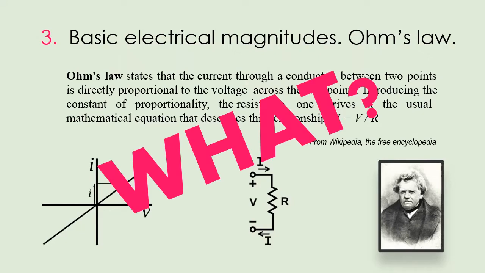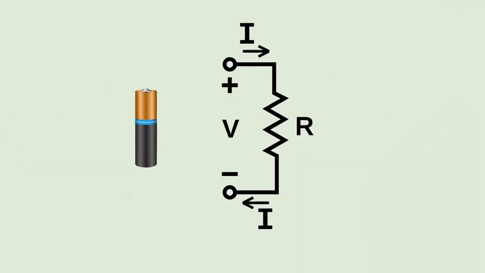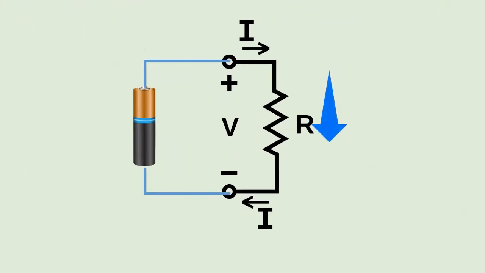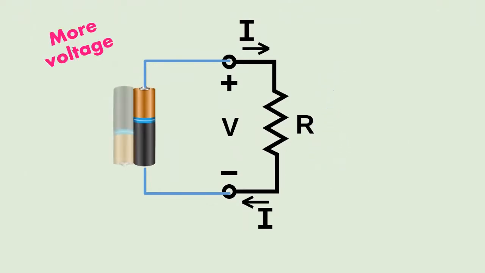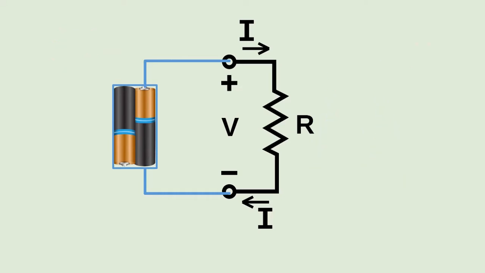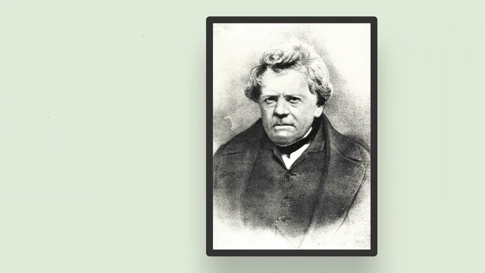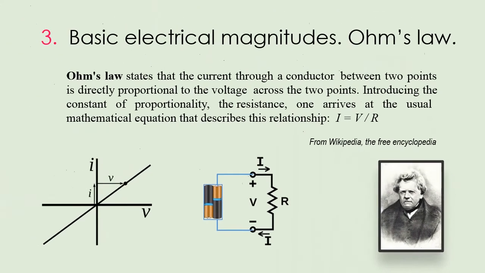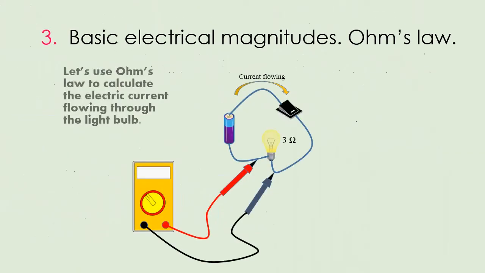What? Well, what this means is that the more voltage we apply, the more current we will get. More voltage, more current. Is that right, George? Let's use Ohm's law to calculate the electric current flowing through the light bulb.